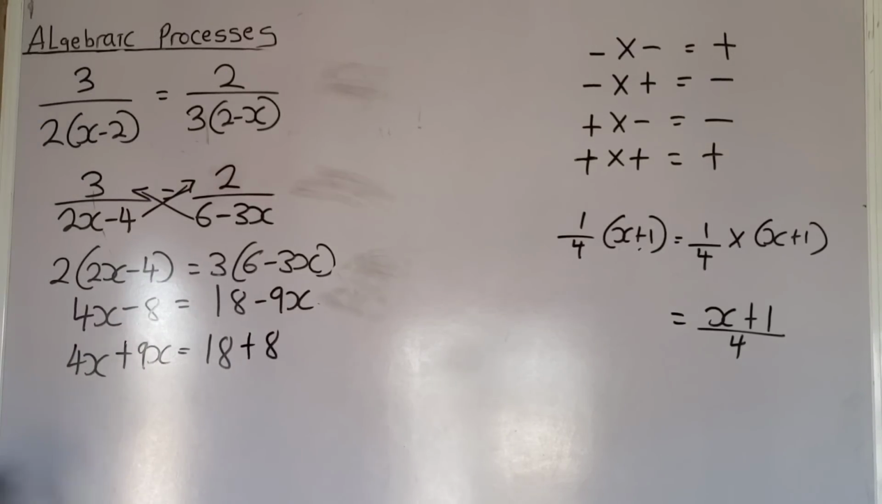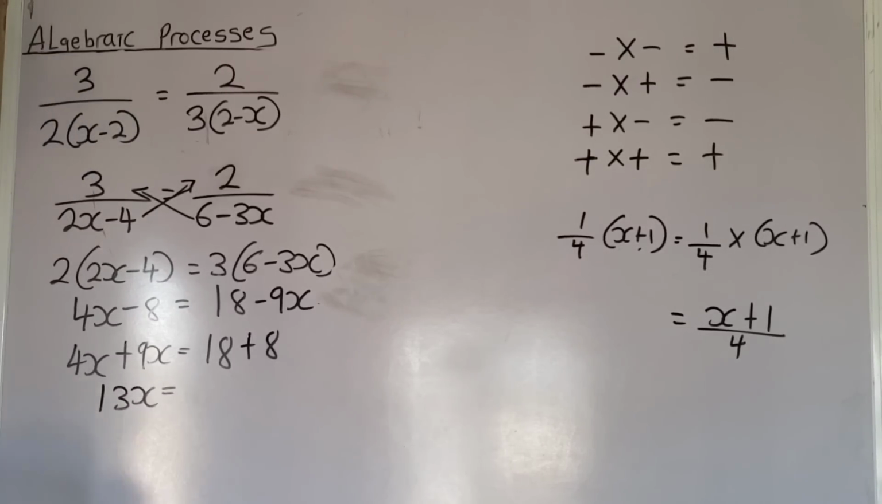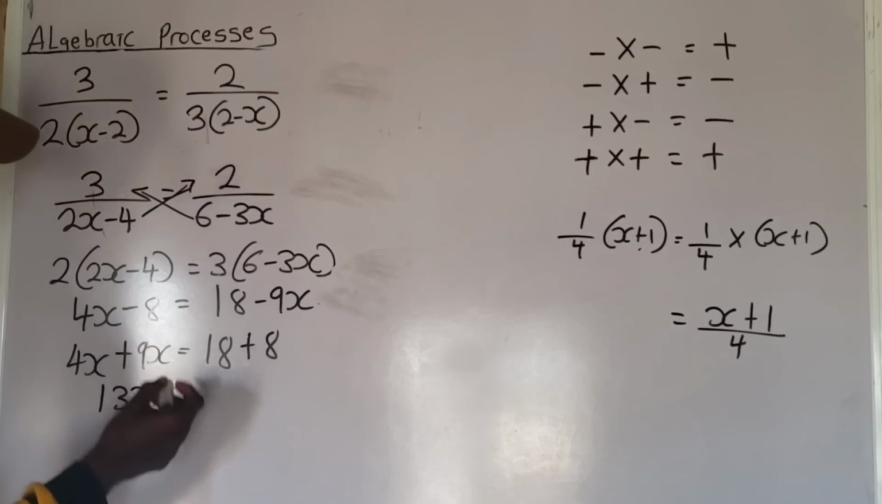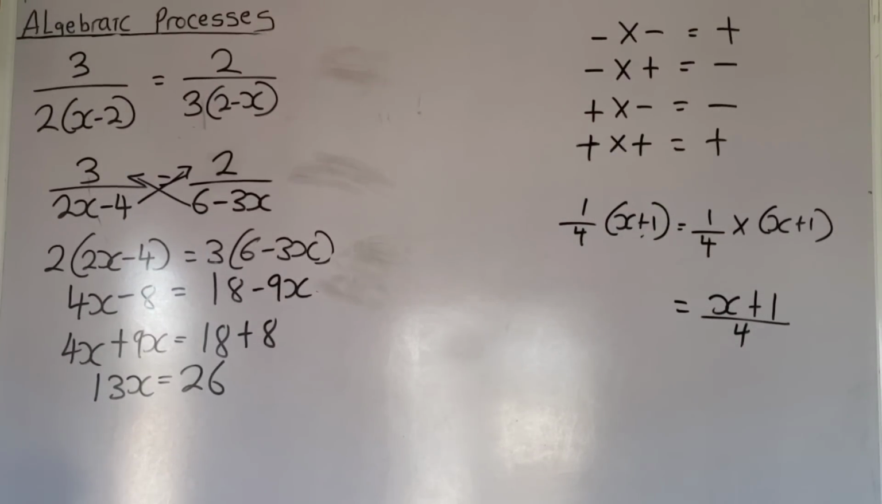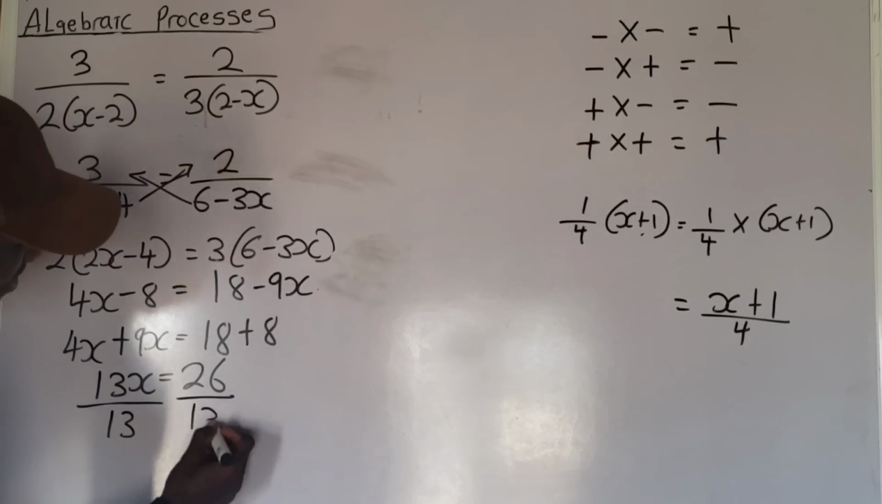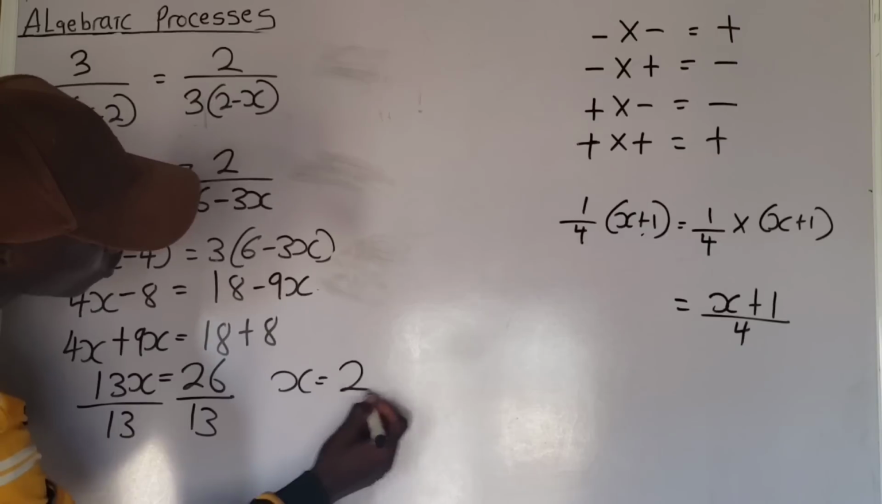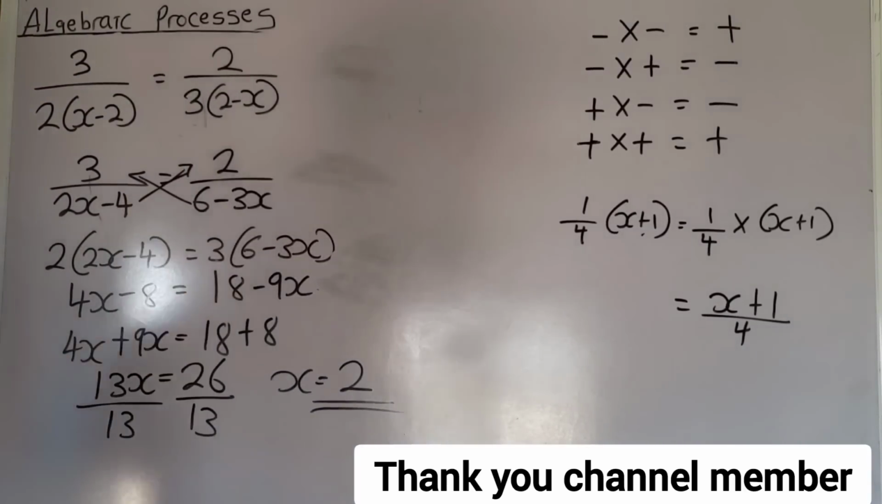You understand? Okay, 9x plus 4x. What's the answer? That is what? 13x. So I'm going to have plus 13x is equals to 18 plus 8. That will give us 26. Okay, 18 plus 8 is 26. The next step is to divide both sides by 13. You understand? Because the goal is to determine the value of x. Okay, so this over 13 and 26 over 13, x will be equals to what? 2. That is the final answer. Okay, see you in the next class.